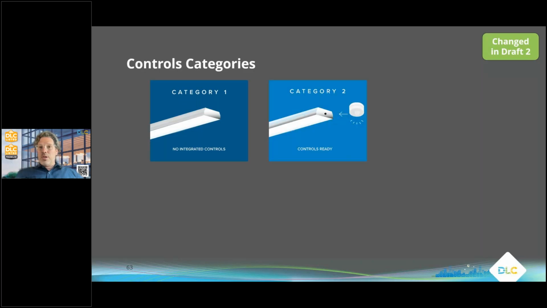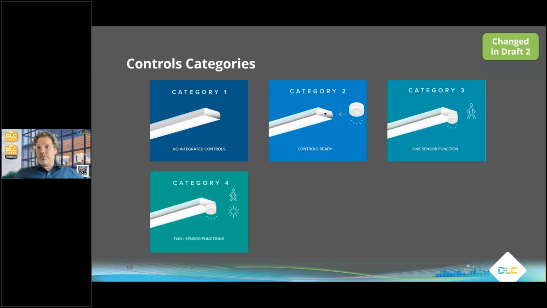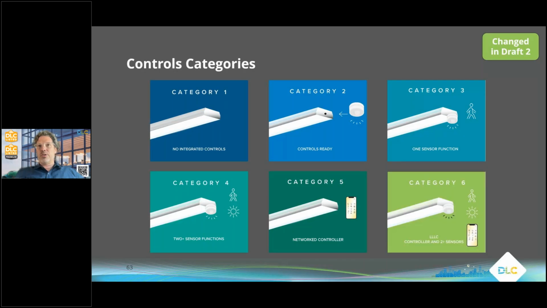Category 2 is a product that we're calling controls ready, and that is defined as the ability to add a control on site without wiring or modifying the fixture. Category 3 is a product with one integral sensor function. Category 4 is a product with 2 or more integral sensor functions. Category 5 is a product with a network controller on board, and the network controller speaks to a NLC QPL listed system. Category 6 is a product with a network controller on board plus 2 or more sensor functions, otherwise known as LLLC, or luminaire level lighting control.